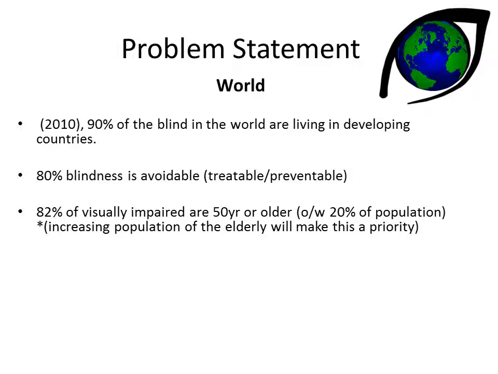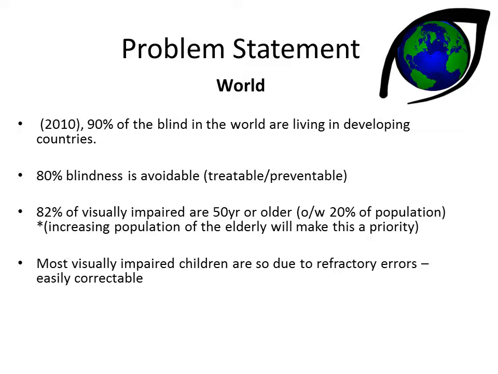Most of the visually impaired children are visually impaired because of refractive errors, which are easily correctable. That is, they are unnecessarily visually impaired.